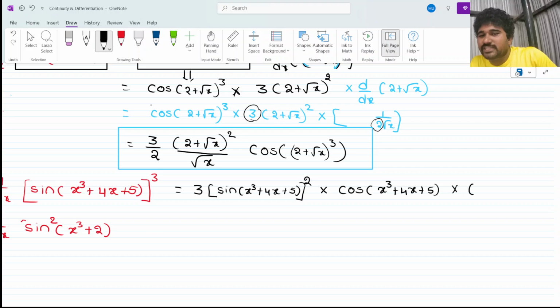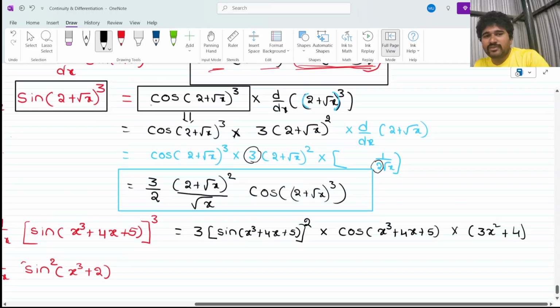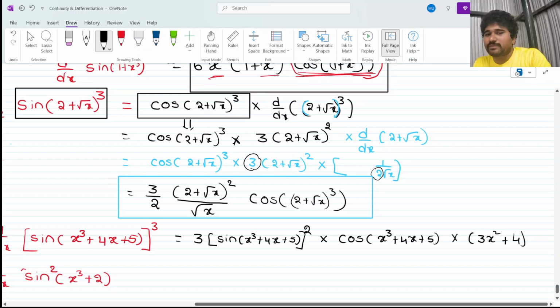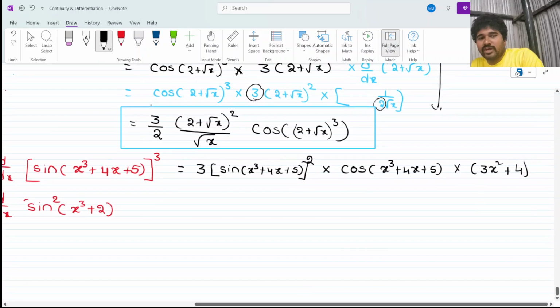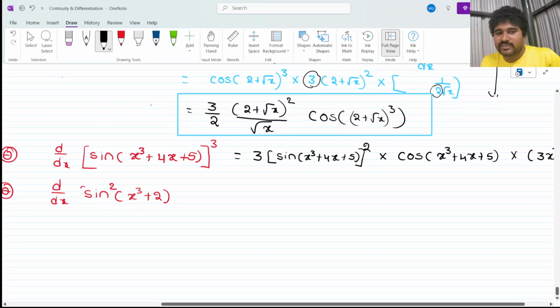What is the differentiation of x cube? 3x square plus 4 plus 0. That's it, sum over. We wrote everything in a single step. Am I correct or not? Earlier we wrote it part by part. Understand? Now we wrote everything in one single step. Now try to tell the answer to this question.